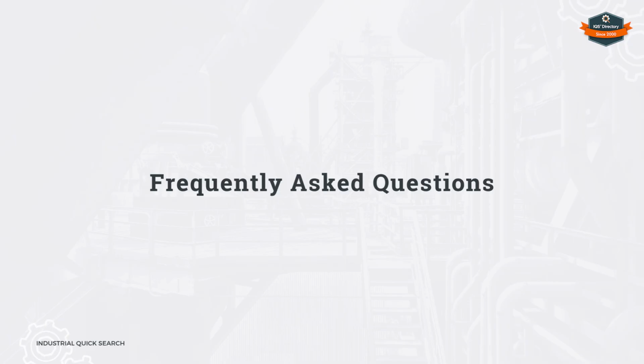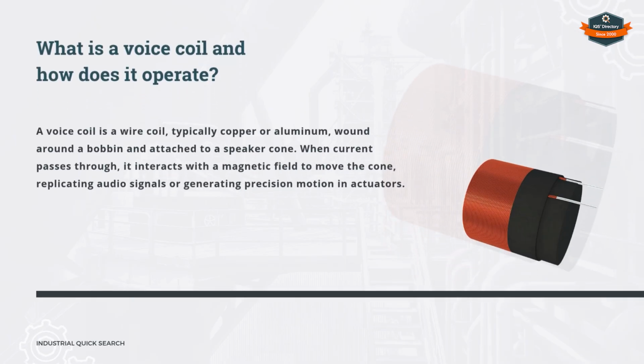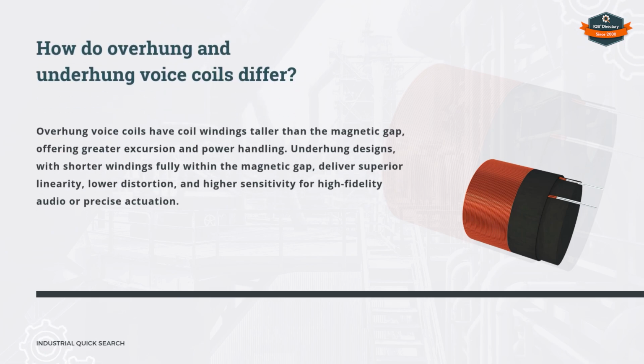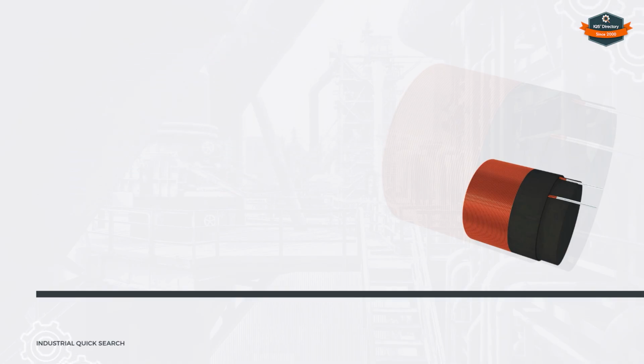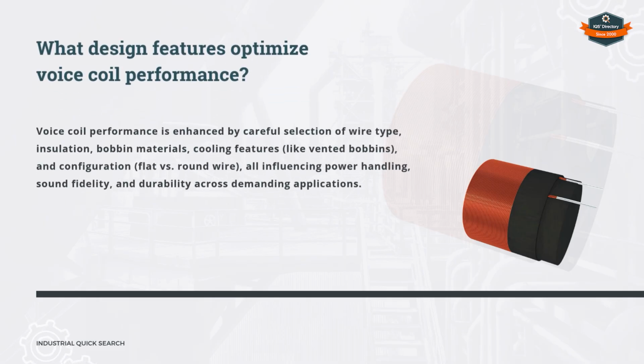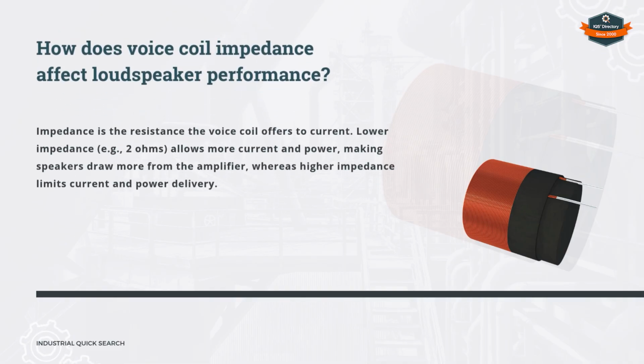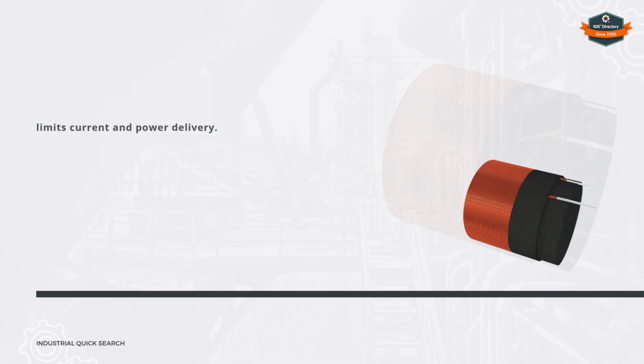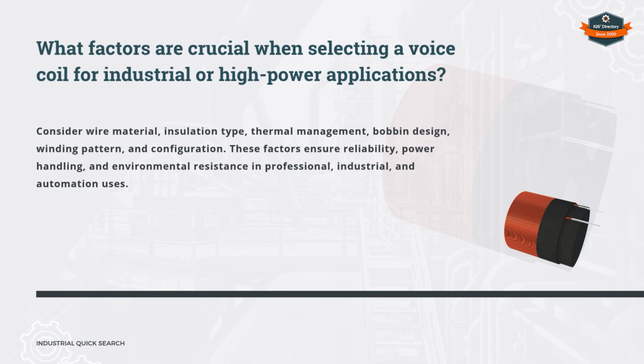Frequently asked questions. What is a voice coil and how does it operate? How do overhung and underhung voice coils differ? Why are copper and aluminum both used for voice coil windings? What design features optimize voice coil performance? How does voice coil impedance affect loudspeaker performance? What factors are crucial when selecting a voice coil for industrial or high-power applications?